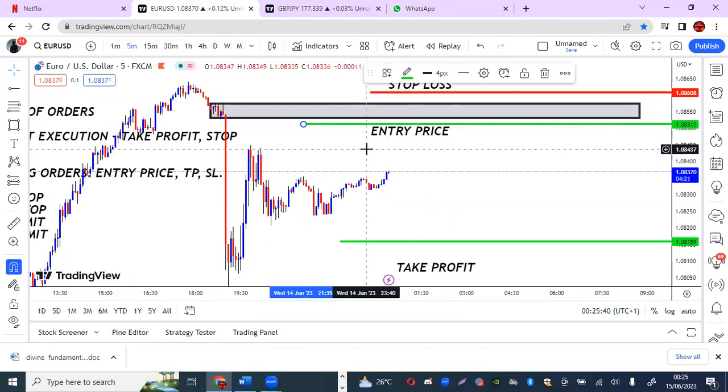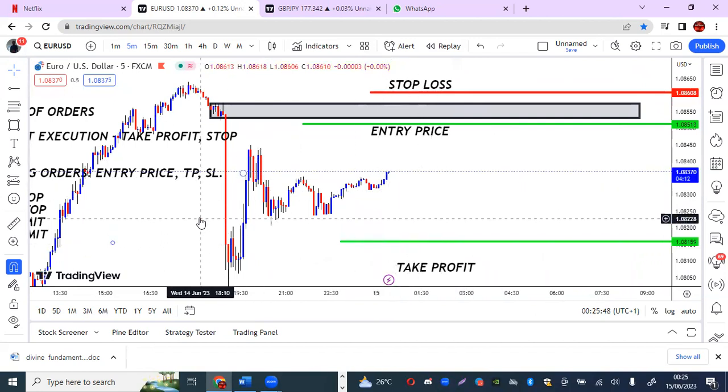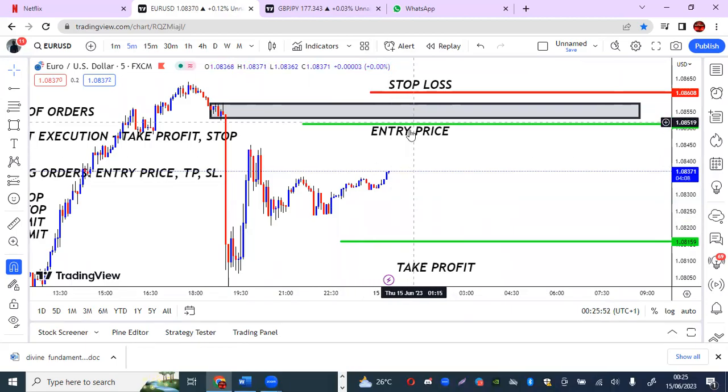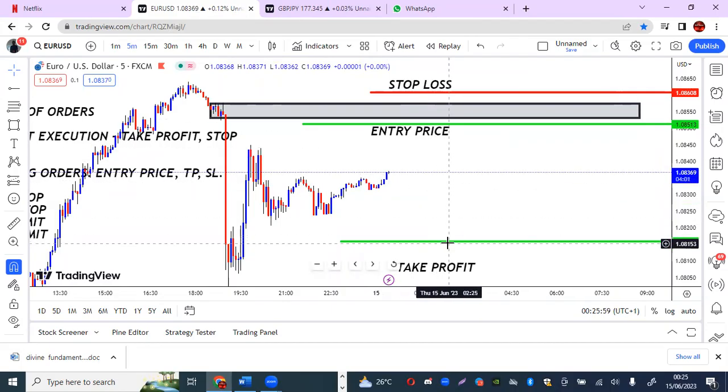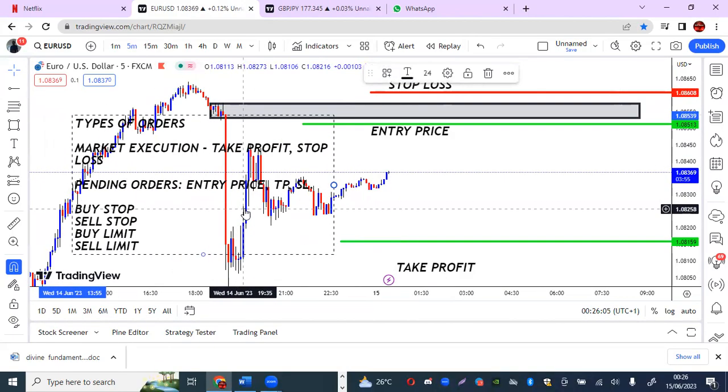I'll put in the parameters, entry price 1.08513. I'll put my stop loss, and I'll put my take profit and place the order. Now it's going to be pending. Once the market gets here, my trade will be triggered. I'll get into the market, and then price drops all the way down here, takes profit and closes the trade. So those are the different kinds of orders we have.